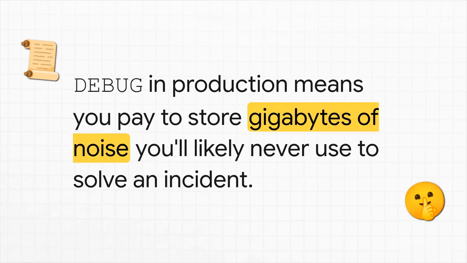Okay, our second culprit is a little more sneaky. Verbose production logs. Come on, we've all done it, right? You leave your logging levels set to debug to catch everything while you're developing. But if that little setting makes its way into production, well, you are now paying to ingest, process, and store gigabytes, maybe even terabytes of pure noise that you will almost never use to solve an actual incident.